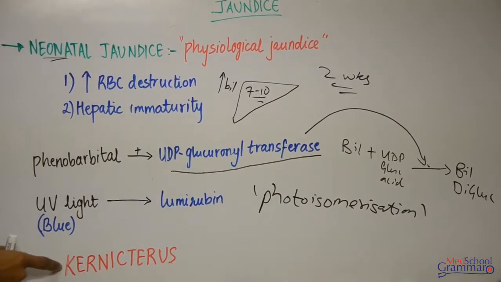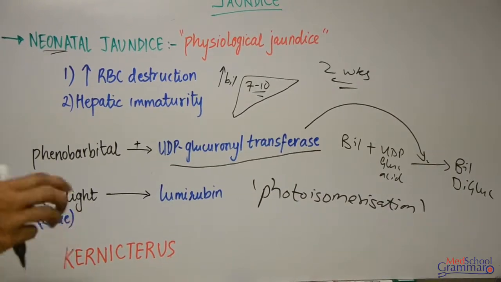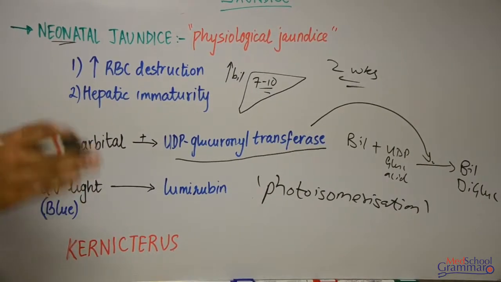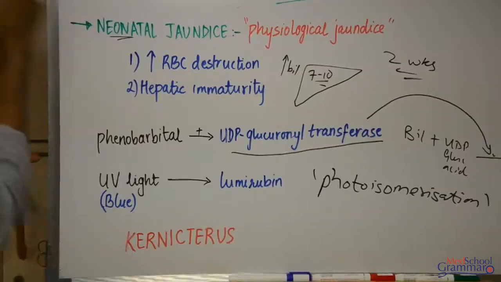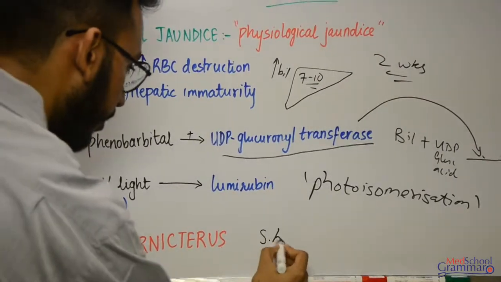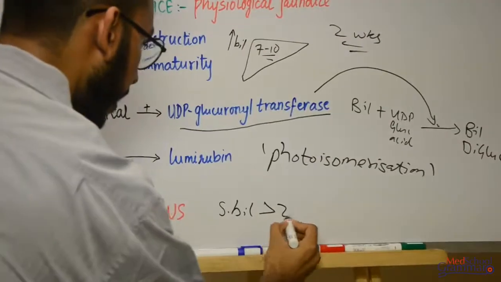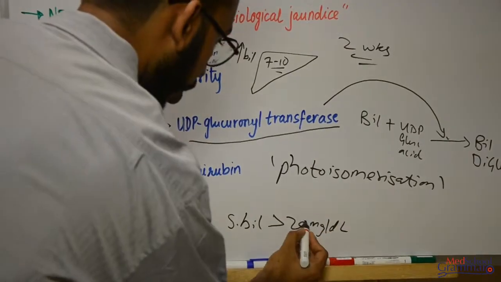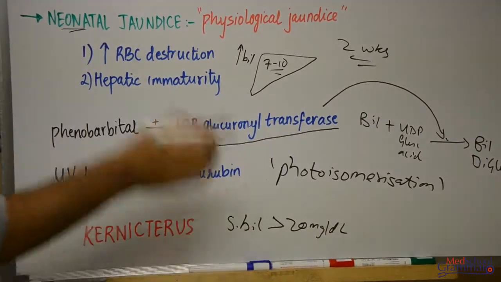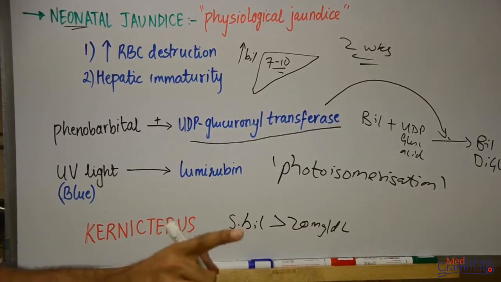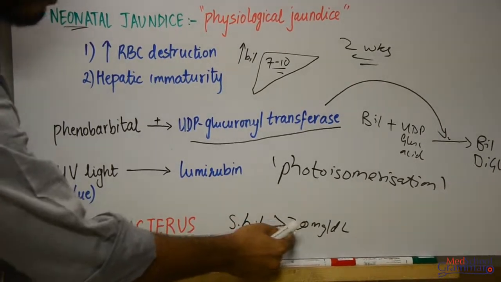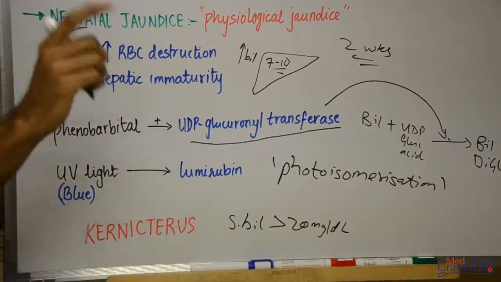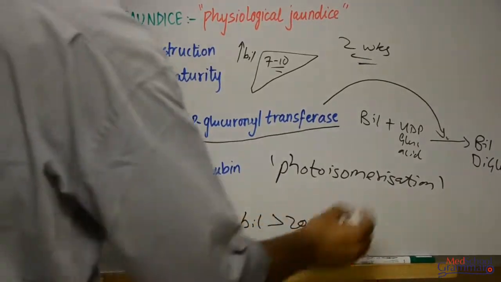Now a concept called kernicterus. Kernicterus is a very dangerous and a lethal condition. It is seen when the serum bilirubin levels are above 20 milligrams per deciliter. Now normally serum bilirubin levels are below 1 milligram per deciliter. If they increase above 20 milligrams per deciliter, what happens is that the bilirubin, let's come here, I'll show you here.